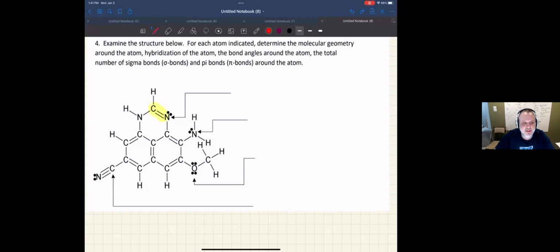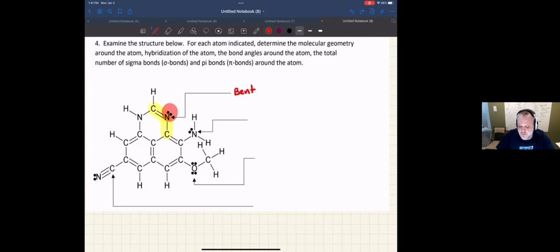Okay, so let's do the electron geometry of the first one. So I'm pointing at the nitrogen. So I want to count geometry groups. I've got 1, 2, and 3 geometry groups, including the lone pair. So 3 geometry groups is trigonal planar electron geometry. With 1 lone pair, though, the molecular geometry is bent.